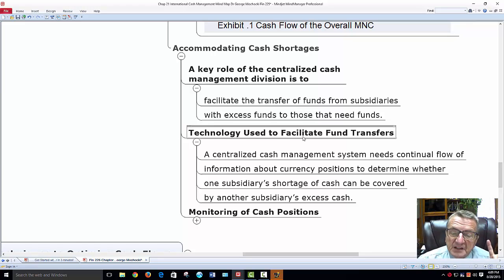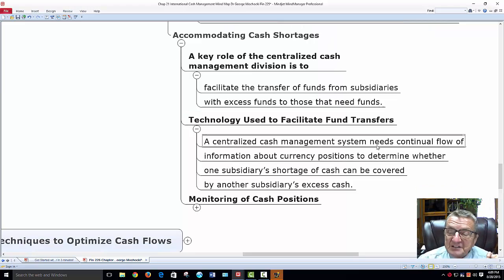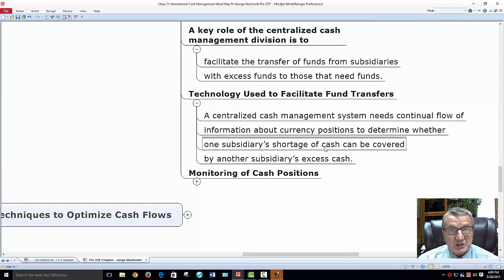A centralized cash management system needs a continual flow of information about currency positions to determine whether one subsidiary's shortage of cash can be covered by another. So I have to basically look at it as a parent.